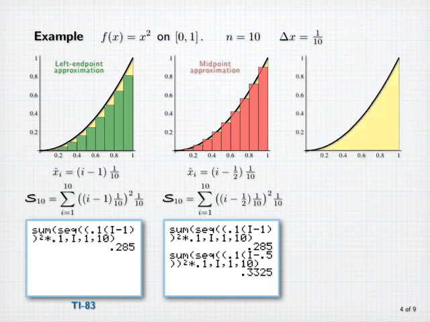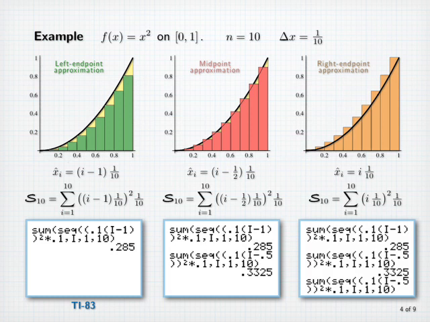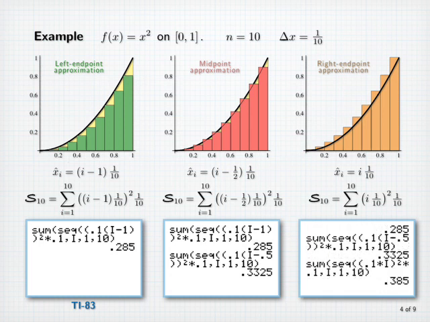Now let's calculate the right endpoint approximation with n equals 10. Here, x hat sub i is simply i times 1/10. Here's the formula for S10, and we'll do this calculation by again recalling the previous entry, modifying it by removing the minus 0.5. We press enter and find that the right endpoint approximation is 0.385.